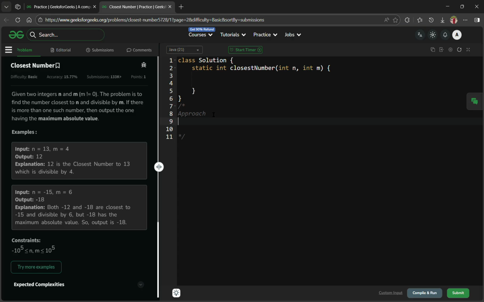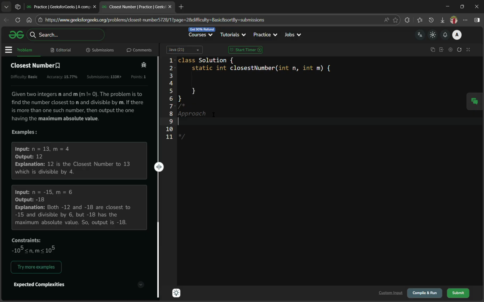If you see the first example, n is equal to 13 and m is equal to 4. So the values which are closest to the number n and also divisible by 4 are 12 and 16. From these two, the closest number to 13 is 12. So the output is 12.